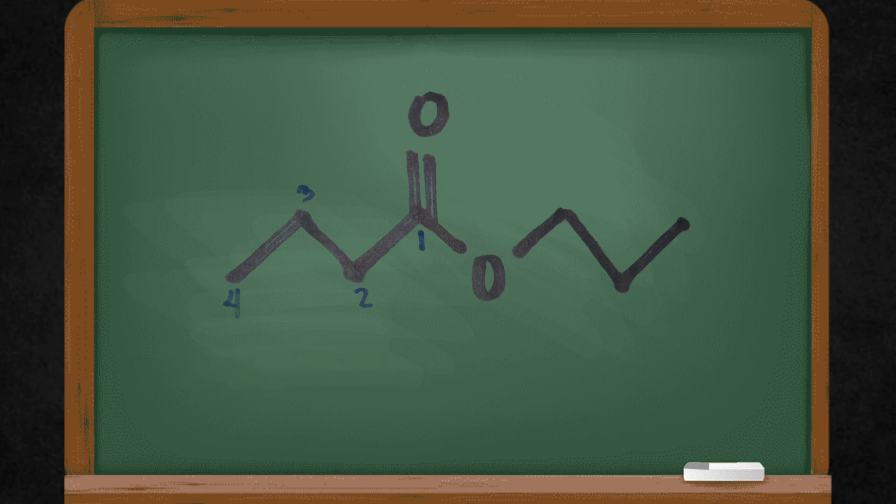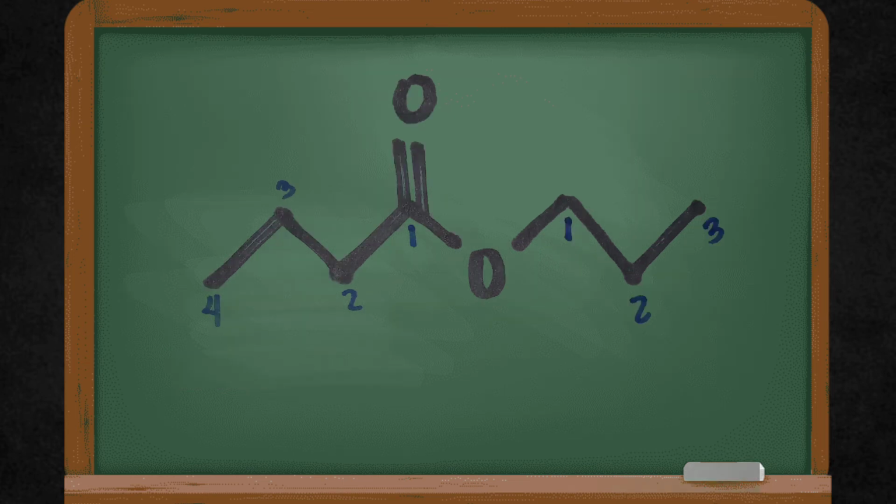In our single-bonded oxygen, we have here a 3-carbon chain. The 3-carbon chain is associated with prop, but with the addition of our suffix -yl, we are going to call this a propyl. So the name of this ester is propyl butanoate.